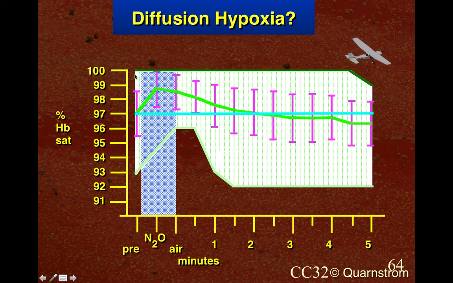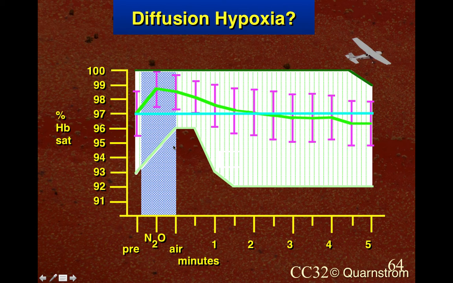A number were 100% saturated. This is one standard deviation. The average saturation of the person walking into the dental office was 97%, with this standard deviation from 98.5 to 95.5. Then we put them on nitrous oxide, and the average saturation went to 99%. A lot of people were at 100%. The lowest we saw was 96.